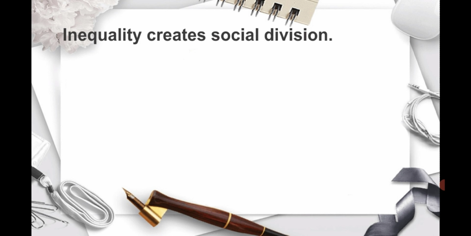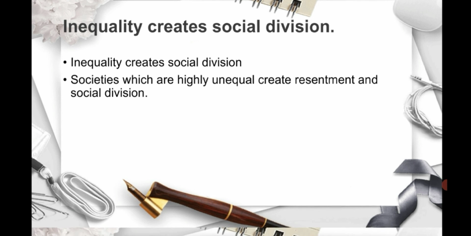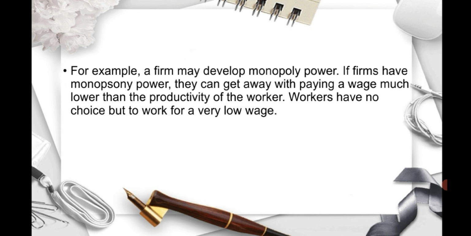And the last con of capitalism is that inequality creates social division. In societies that are highly unequal, inequality creates resentment and social division. For example, a firm may develop monopoly power. If firms have monopoly power, they can get away with paying a wage much lower than the productivity of the worker, and workers have no choice but to work for a very low wage. And that's why it is said that inequality creates social division in capitalism.